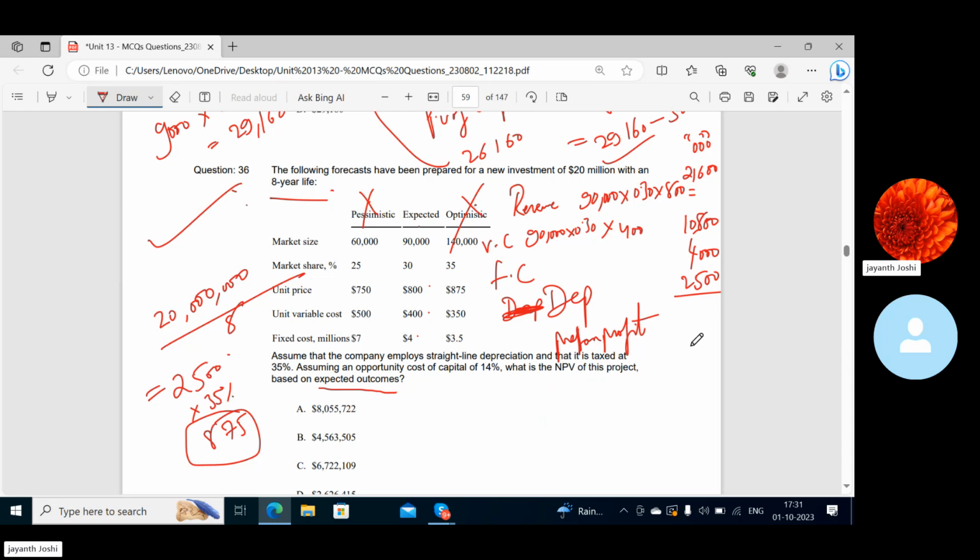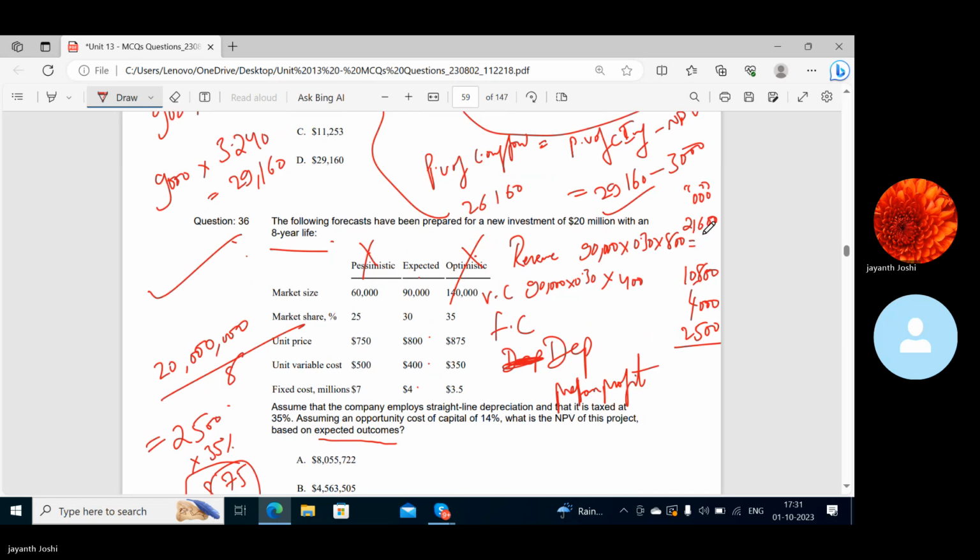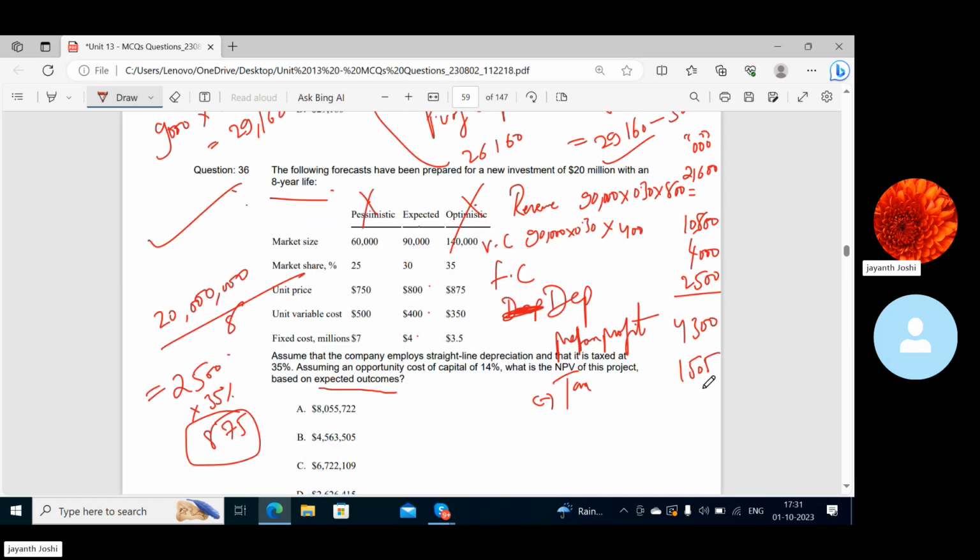What are you getting, if you can tell? That into tax rate. From 21,600, we have to deduct all these: minus 10,800, minus 4,000, minus 2,500. You will get 4,300. Less tax, 35%, 1,505. So you will get profit after tax, that is 2,795.